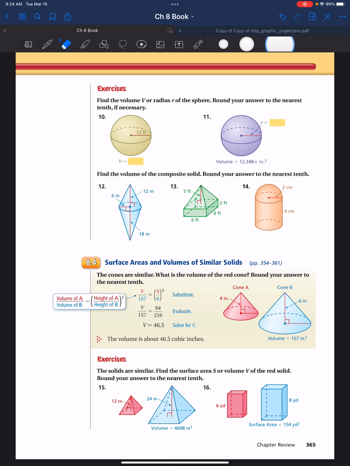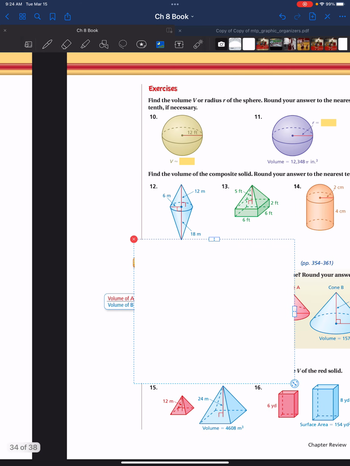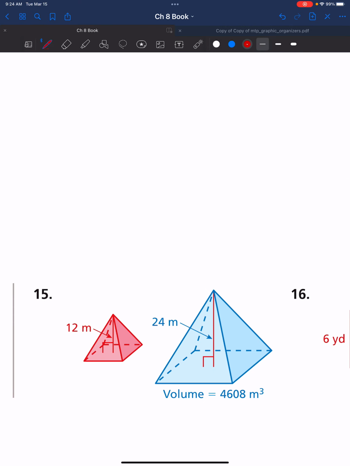It says the solids are similar. That's nice. Find the surface area or the volume of red solids and round your answer to the nearest tenth. Okay, so number 15, I'm going to put my work up here, guys, because my paper can't go any further down. I apologize for that. I hate that too, but it'll be okay. Okay, so I'm looking for the volume. I don't know volume of this red figure, but I do have some heights and I do know the volume of this, so I'm going to set up some proportions.